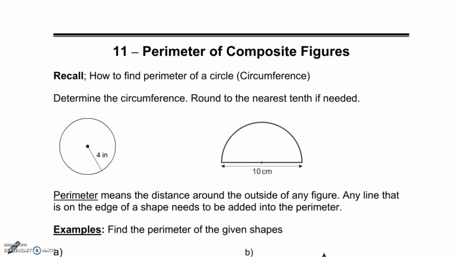This is Lesson 11, Perimeter of Composite Figures. We're first going to remember how to find perimeter of a circle, which is called circumference. So it says determine the circumference, round to the nearest tenth if necessary.